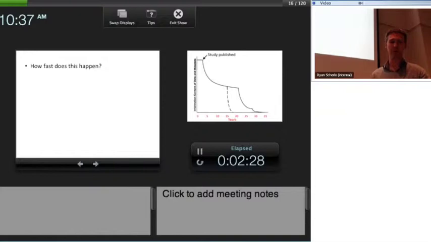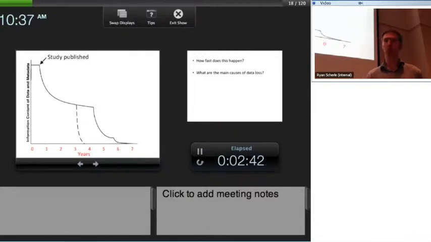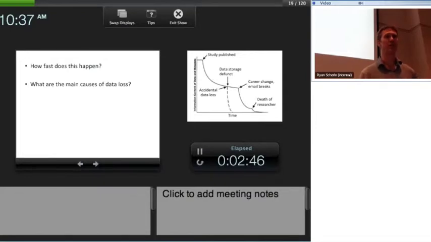So how fast does this happen? Are we talking about a scale of 35 years from the publication of the study to all the data related to that study being lost, or is it really happening over the course of decades? And on top of that, what are the main causes of data loss? Why is data getting lost? Why is it no longer available?